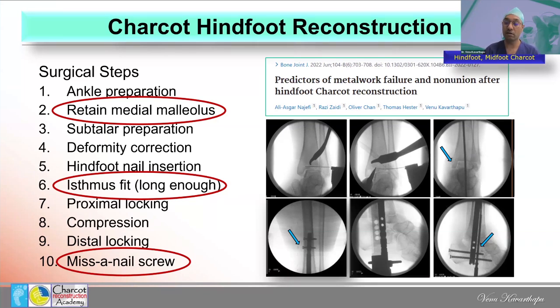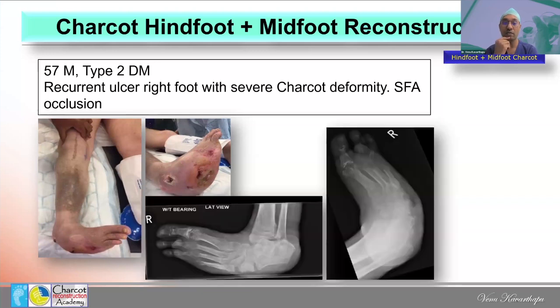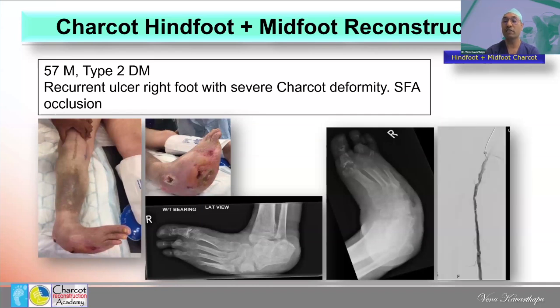So there is a lot of progressive evidence coming out on Charcot reconstruction. But certainly, combined hindfoot and midfoot Charcot presentations were considered in the past as an indication for amputation if they could not be offloaded. However, in our center, again, we have developed surgical techniques and we have reviewed our results as well.